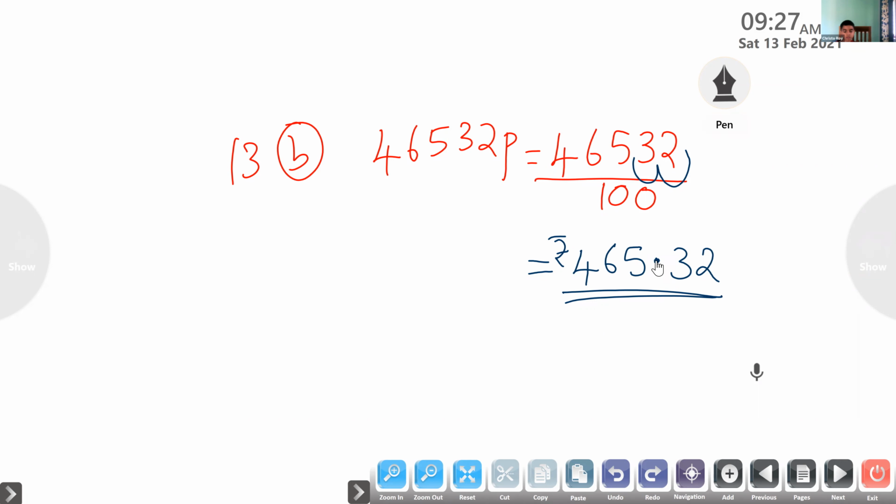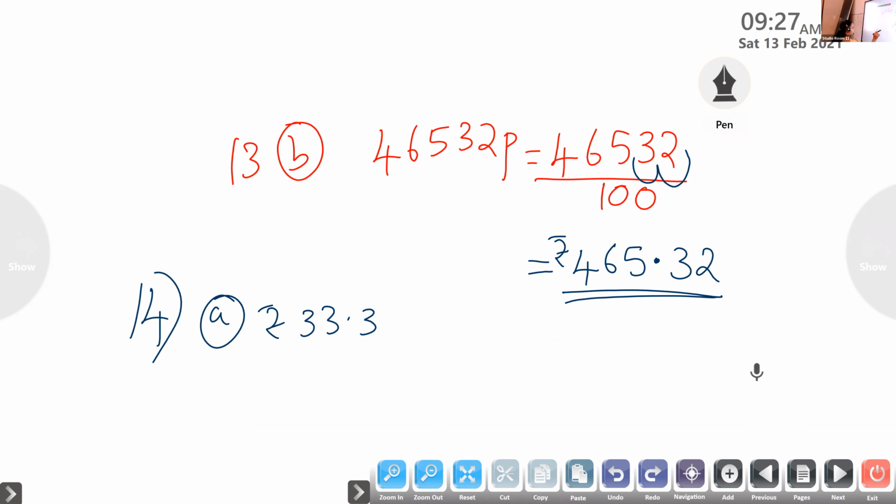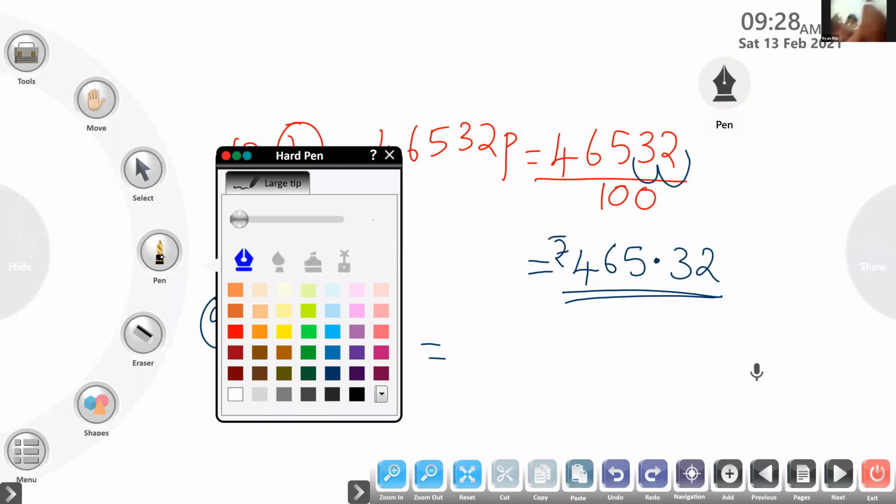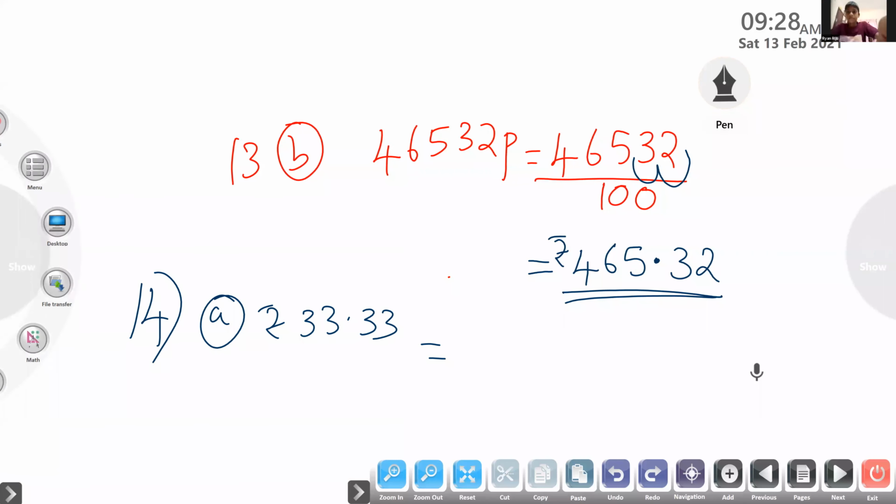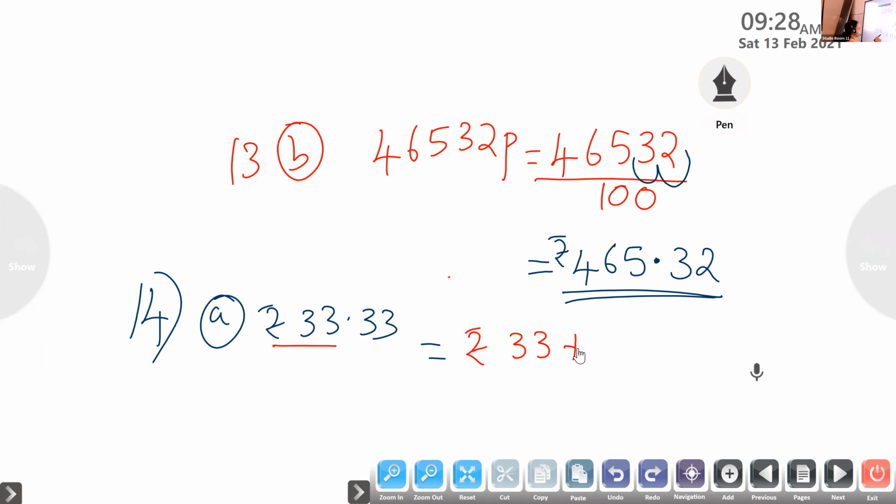So children, question number 14. We can do the same question. Same model. Same what we have done, 14A. 13A and 14A are the same. So we have rupees 33.33. So how many rupees here? I will show you this step. How many rupees? Rupees 33. And how many paise?